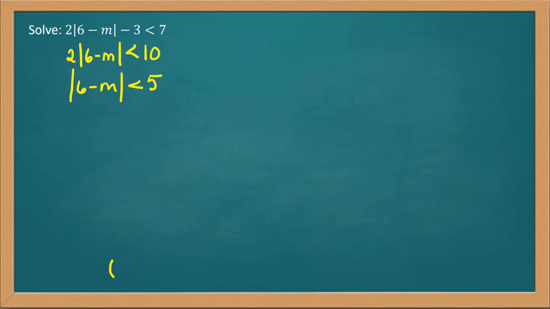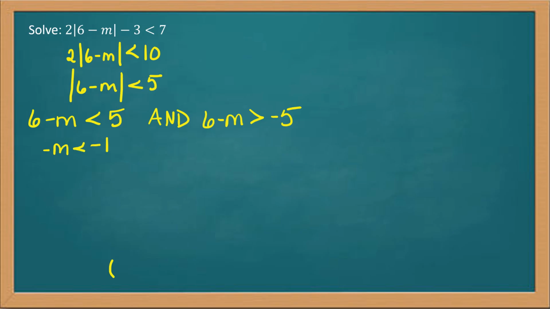That means it never gets any further away from 0 than just 5 steps away, which means that it is less than 5, but also greater than -5. So that's what we have to say about 6 minus m. It's less than 5, and it's got to be greater than -5. You can't get too far away, so you've got to wall it in. All right, and then you just solve for m.